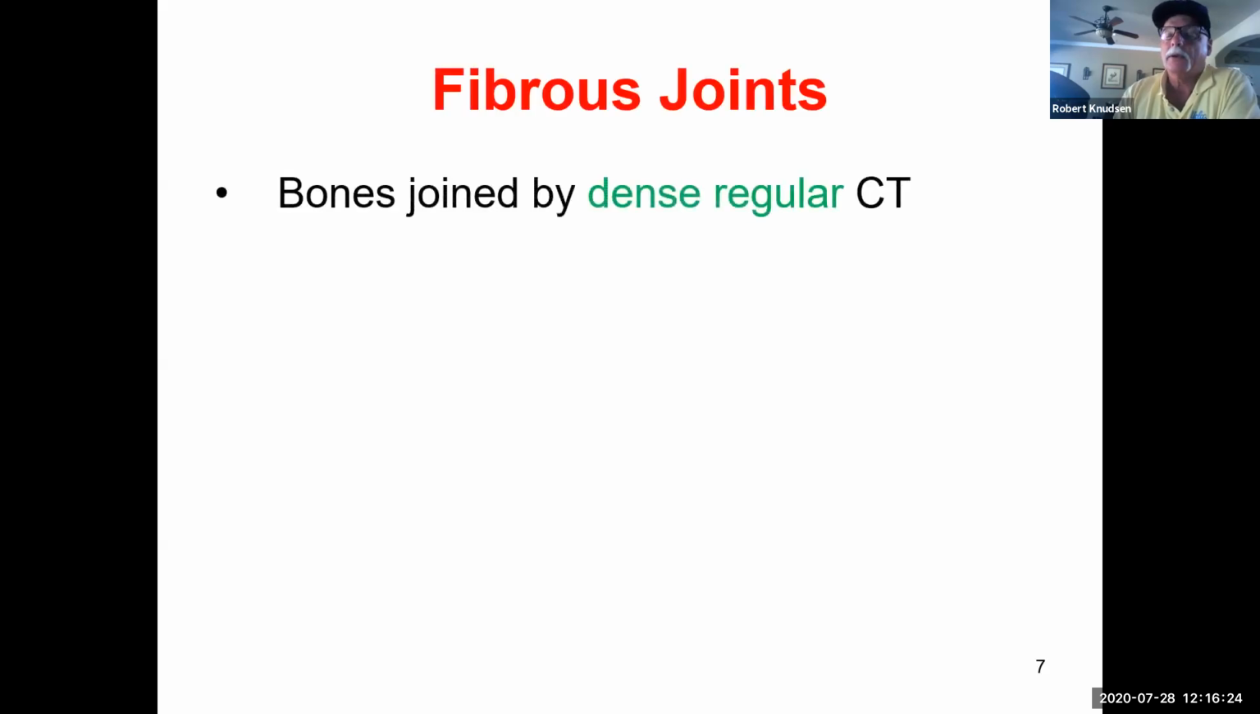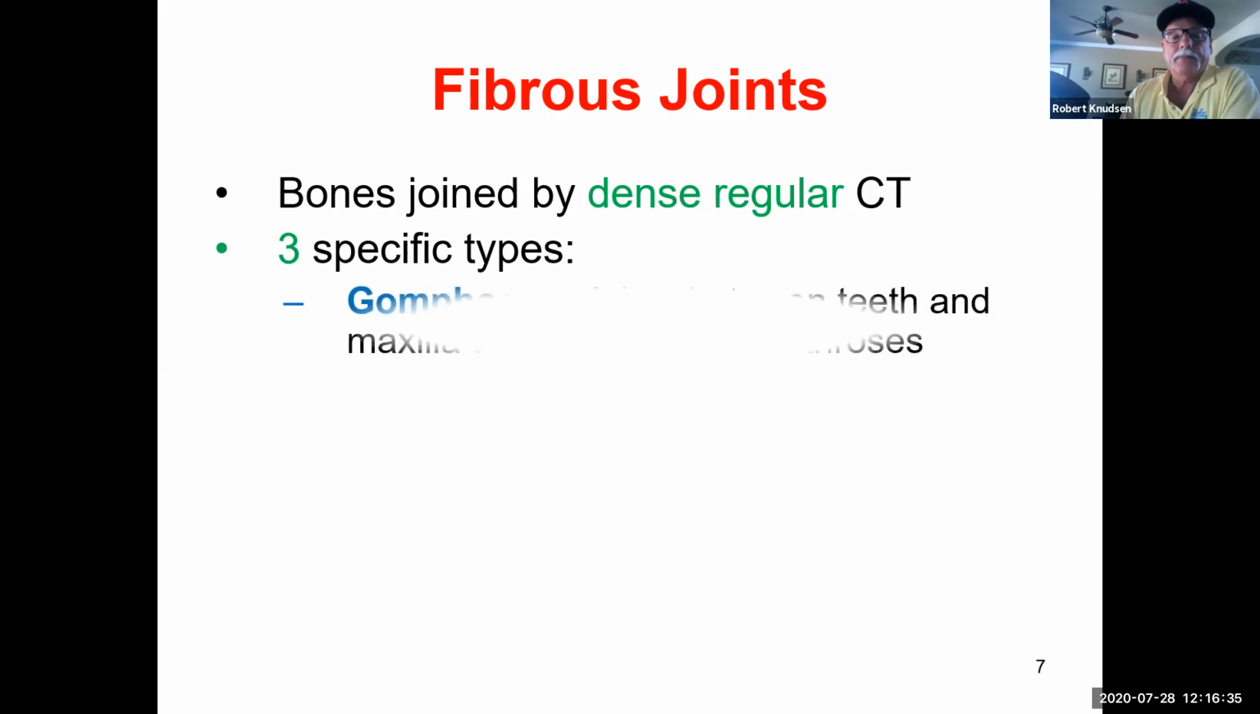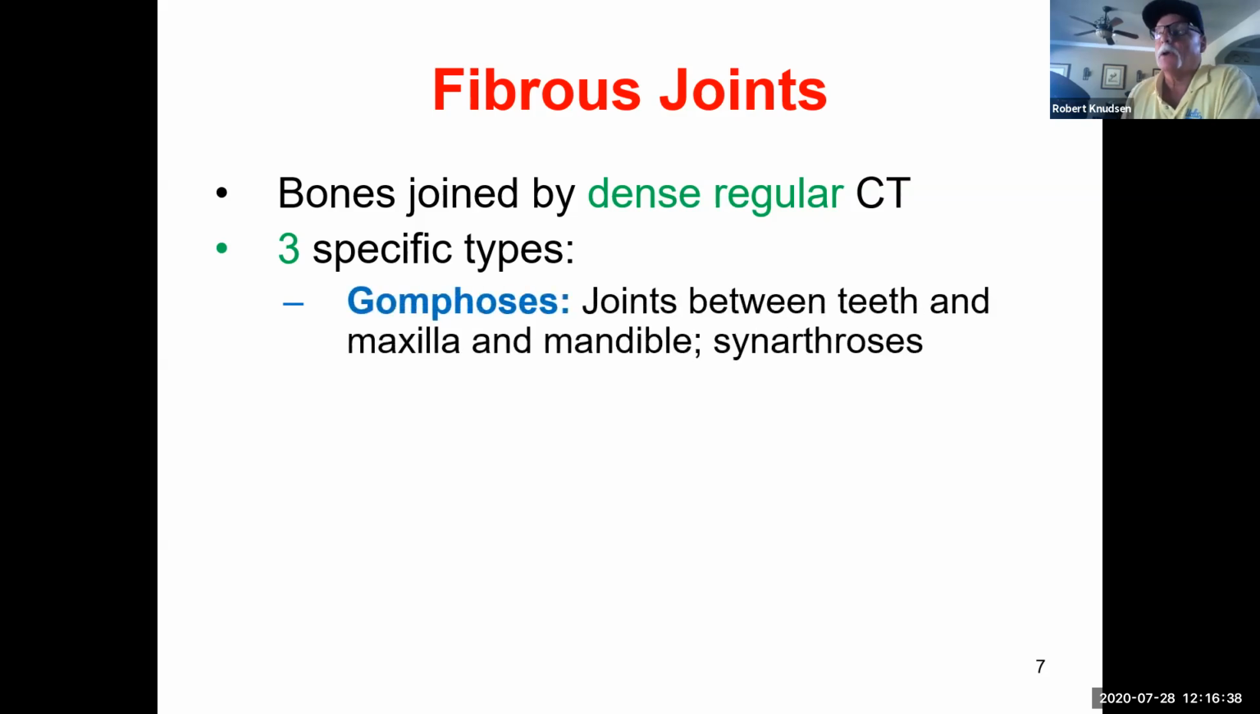Fibrous joints. Dense regular CT, CT stands for connective tissue. Okay? Three types, three subcategories. First one, gomphosis. What does that sound like? Gums? That your teeth are in? That's what it applies to. Joints between the teeth and the maxilla and mandible. And for function, it's synarthritic. It doesn't move. Your teeth aren't supposed to move.